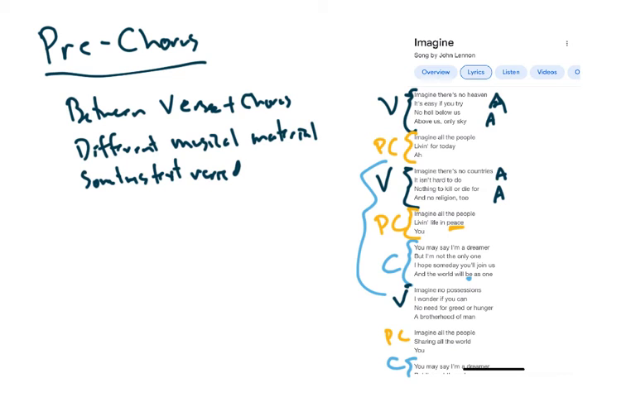So this is a great example of how a pre-chorus works. Melody is a little bit different. Chord progression changes. If you listen to the recording, which I hope you'll do, the accompaniment changes just a little bit there. So it's a chance to sort of change things up and prepare us for the chorus.